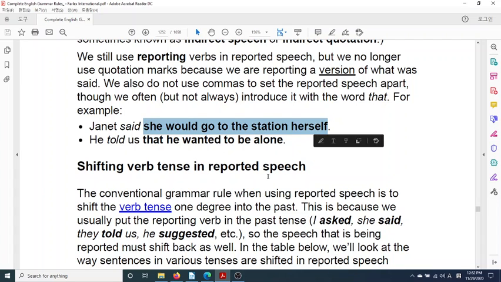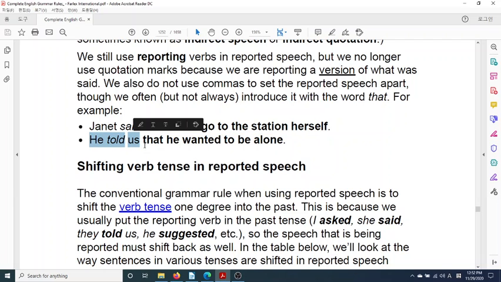So is that her exact quote? She would go to the station herself? Is that what she said? No, she probably said something like, "I'll just go to the station." "Really? Don't you want to go with me?" "No, I'll go by myself." "Oh, okay." What did Janet say? Oh, Janet said she would go to the station herself. Right? So since it's not a direct quote, you're just reporting the feeling of what she said, the meaning of what she said, the implication of what she said. You don't use the quotation marks.